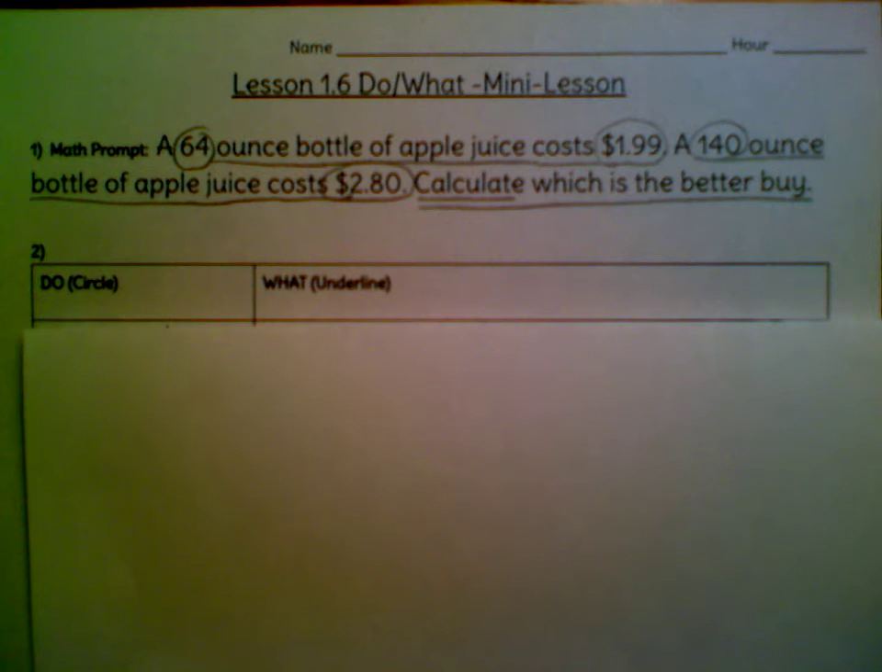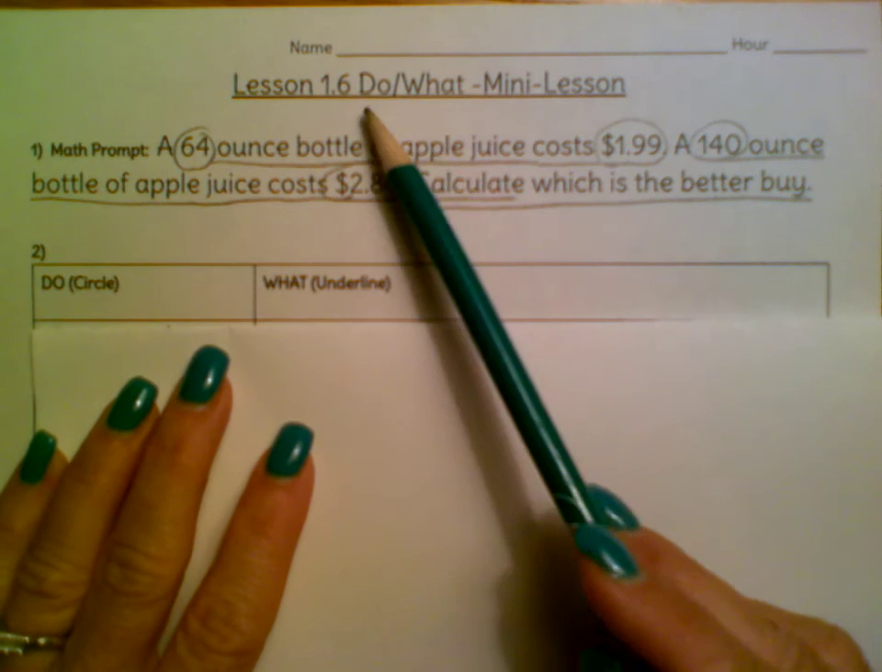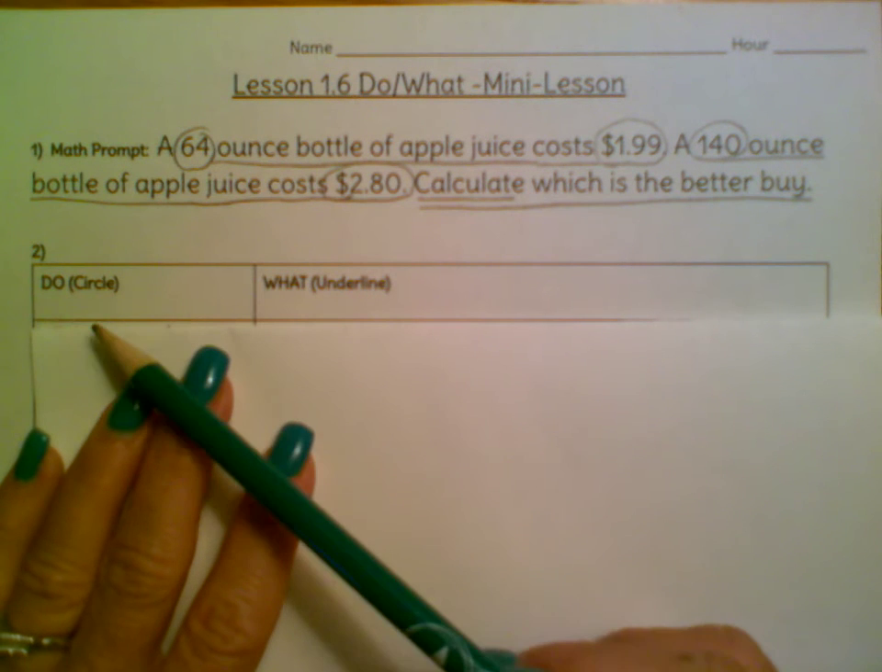This is lesson 1.6, Do What? So our math prompt says that a 64-ounce bottle of apple juice costs $1.99 and a 140-ounce bottle of apple juice costs $2.80. We are to calculate which is the better buy. So the strategy we're going to use, a Do What, helps us to figure this out.